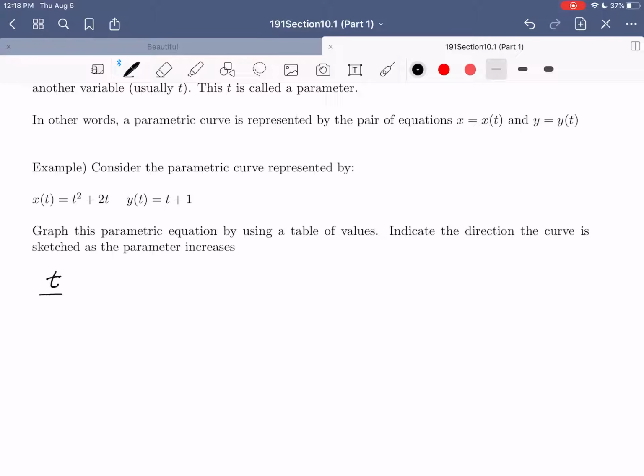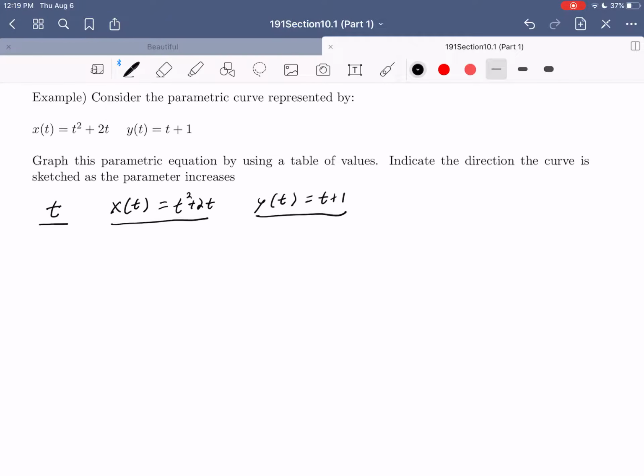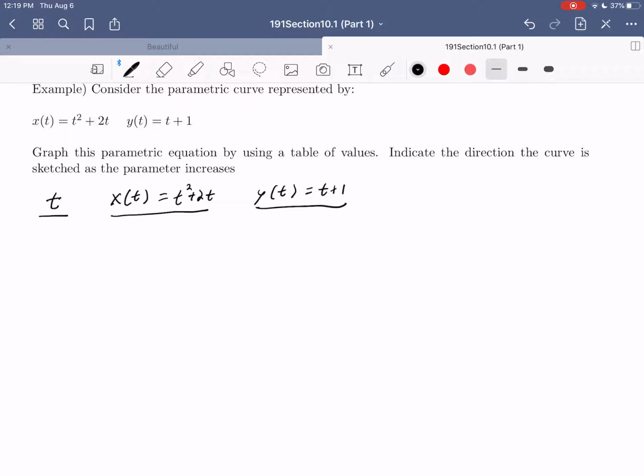Our table of values is going to have a list of t values, and then each of those t values is going to define an x value based on t squared plus 2t, and a y value based on t plus 1. Since we don't really know what this is going to look like yet, let's just pick some easy t values to plug in. Maybe we'll do -3, -2, -1, 0, 1, 2, 3. So that's a good amount. Those should be easy to plug in. Obviously, you're making a table of values, so you can choose anything you like. I'm picking integer values to make it easy to plug in.